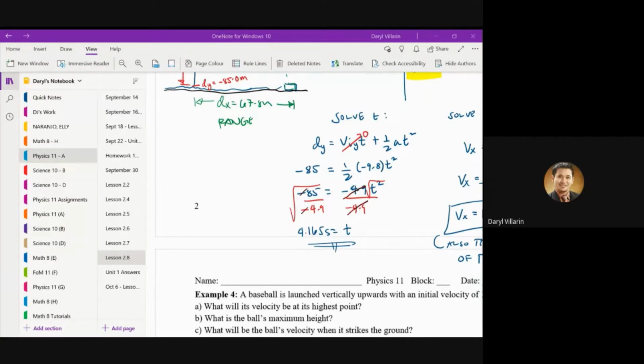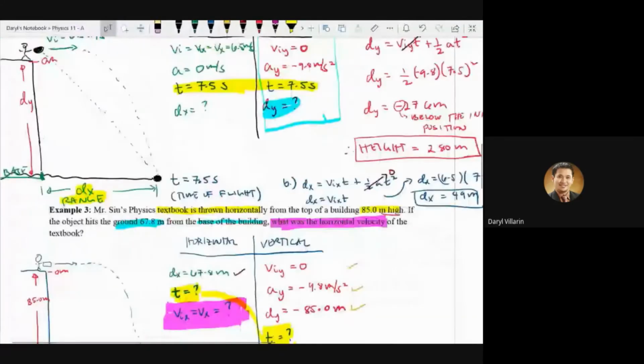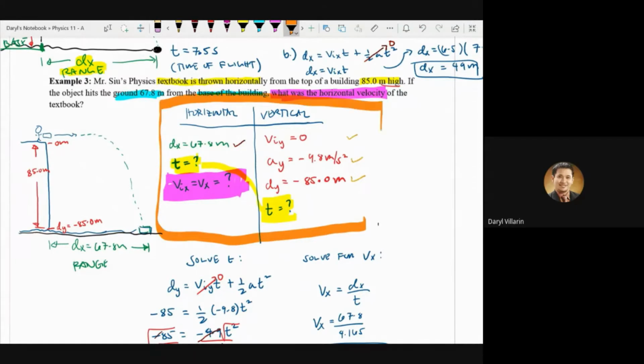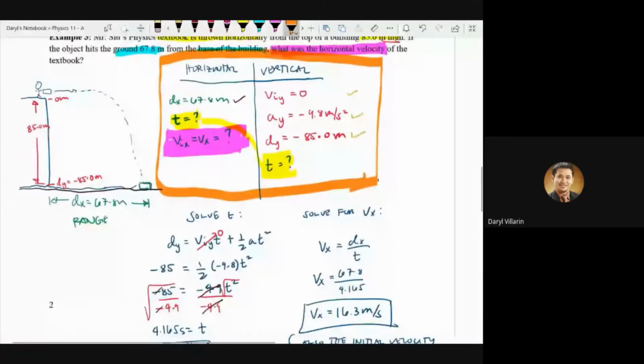So, just doing a recap of what we did here. Again, always start your solution with a table, a table that separates your horizontal and vertical quantities. The thing here is that only the quantity time you can use for both, okay? But you cannot use ay in your horizontal calculation.